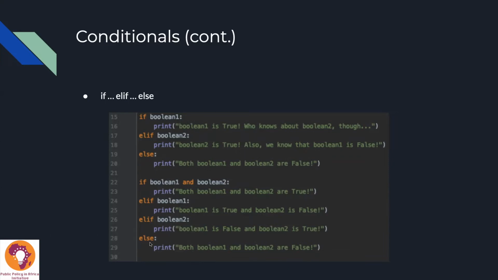Otherwise, if both Boolean 1 and Boolean 2 are false, this evaluates to false. Line 24 is checked, evaluates to false. Line 26 is checked, evaluates to false. Line 28 is our catch-all, so we'll print out both Boolean 1 and Boolean 2 are false, because we can tell from the above logic that they both must be false.